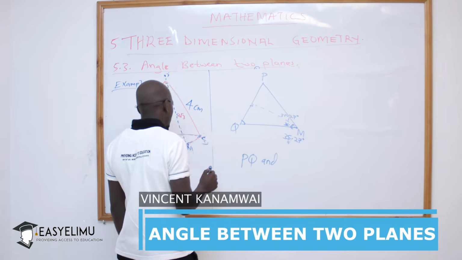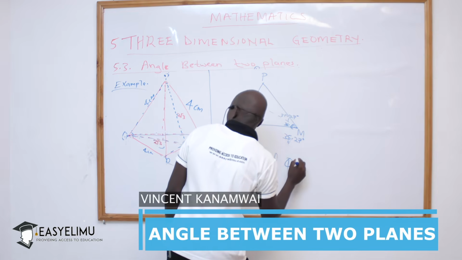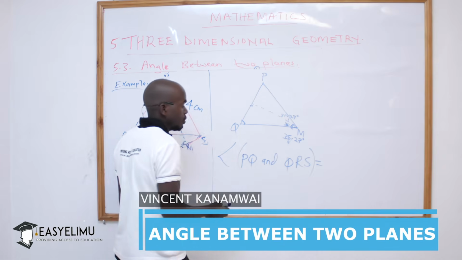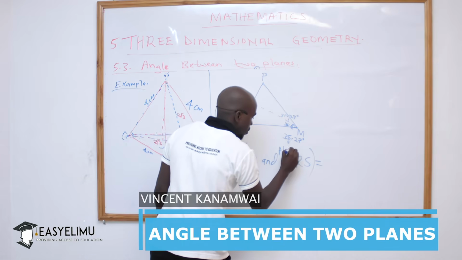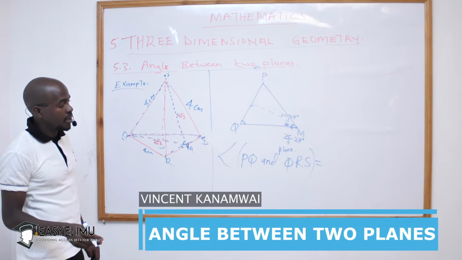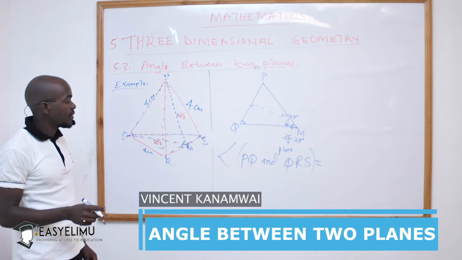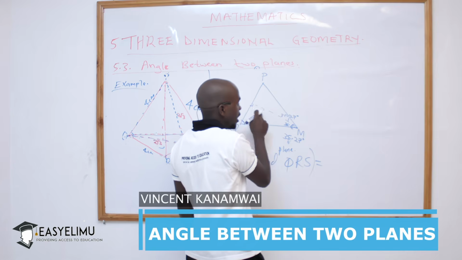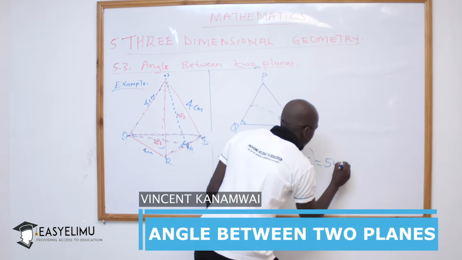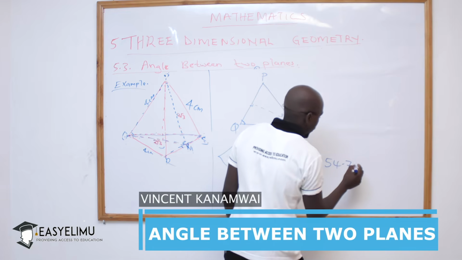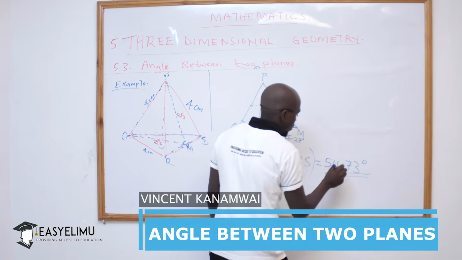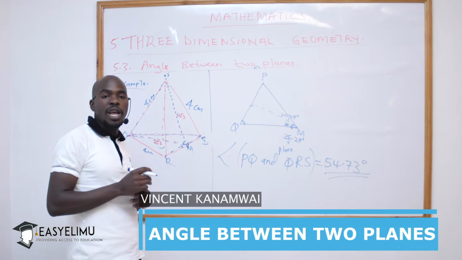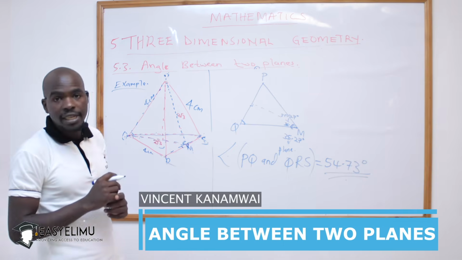So the angle between the line PQ and plane QRS is now the angle between these two. This is the plane. The angle between the line PQ and plane QRS is equal to, we have found, if you take 90 minus this one, we got 54.73 degrees.